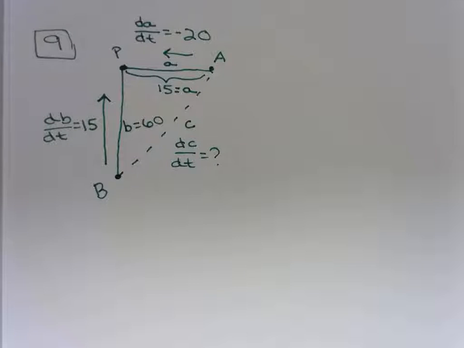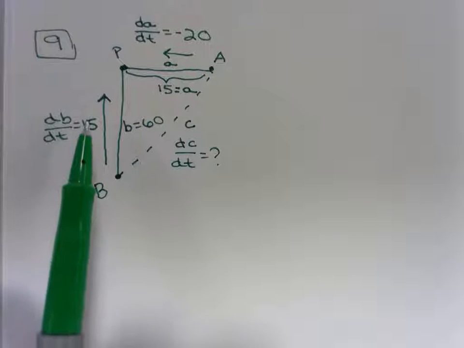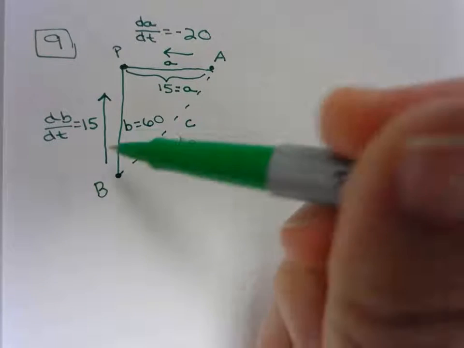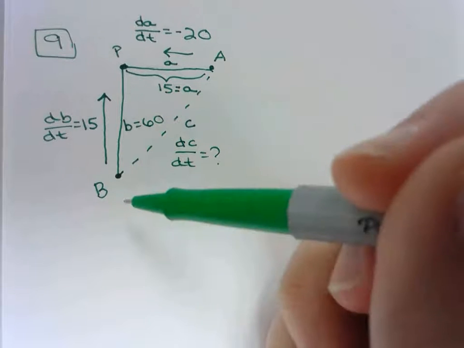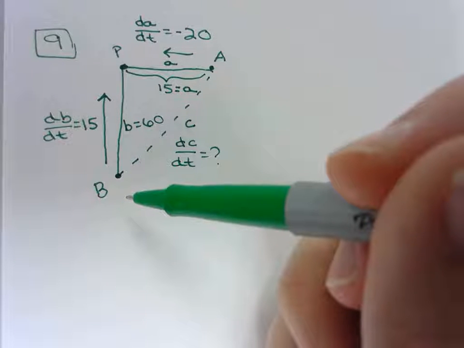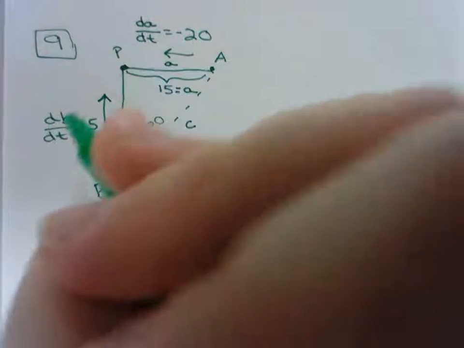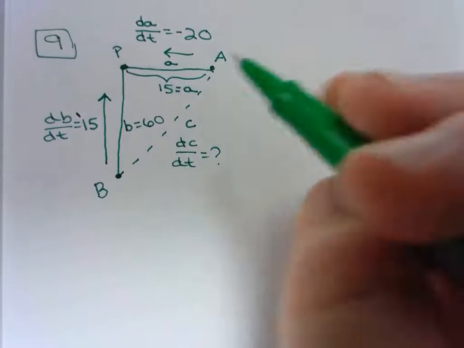The first part is to look at this and identify what I have here. Now, I made a mistake here. This shouldn't be a positive 15. I misspoke. If this is moving north, what's happening to the distance between B and P? It's decreasing. This should be negative. Sorry, I explained that poorly.